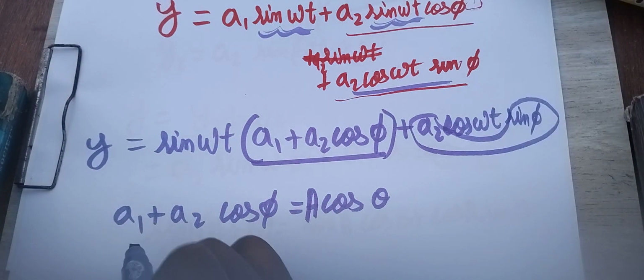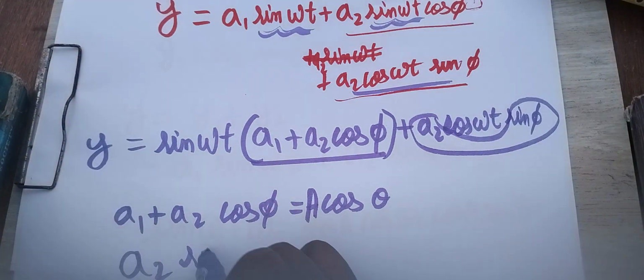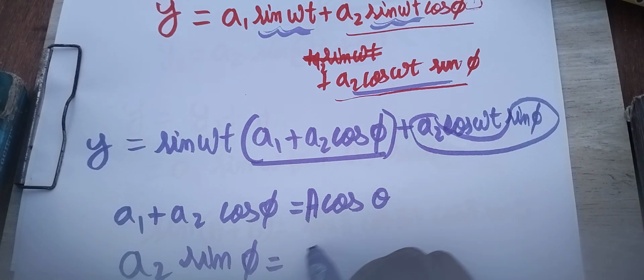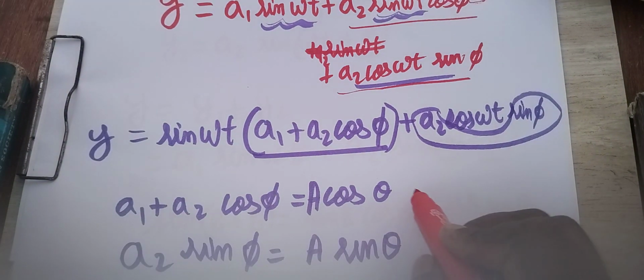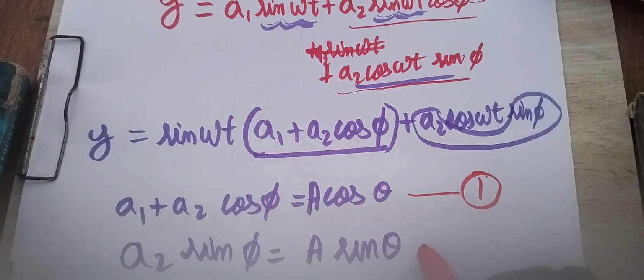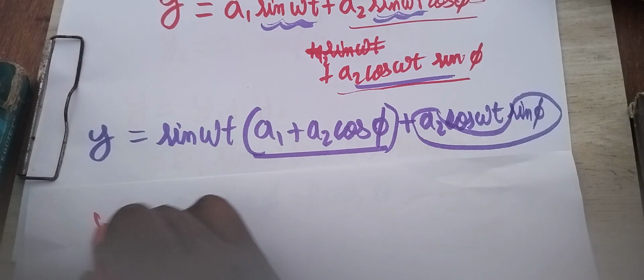This one we assumed as A2 sin phi, and this we assumed as A times sin theta. Just now, this is equation 1 that I have taken, and this is equation 2. Okay, now we will change the equation, the resultant equation.